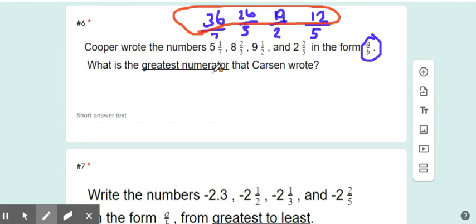What is the greatest number in the numerator? So 36, 26, 19, or 12. Which one's the biggest? 36, right? So 36 is my answer.